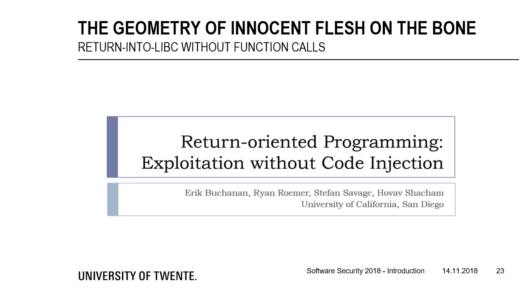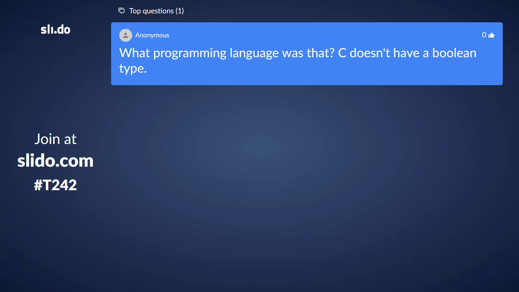And we have one question. What programming language was that? C doesn't have a Boolean type. Yes, C doesn't have a Boolean type, but you can define your own Boolean type. And then that code actually works. You need a few define statements, and then it works.